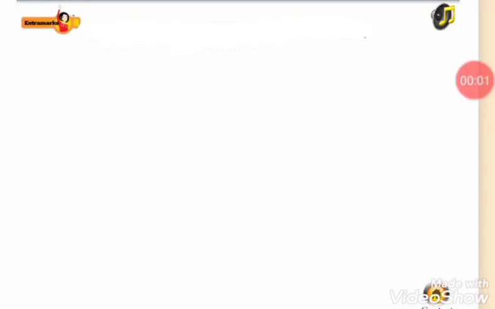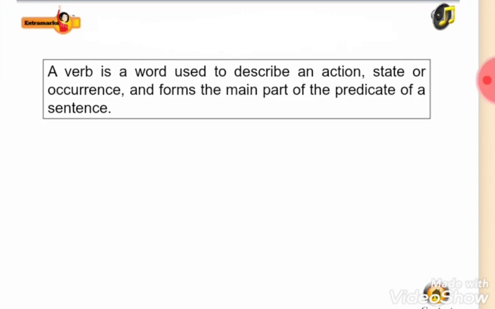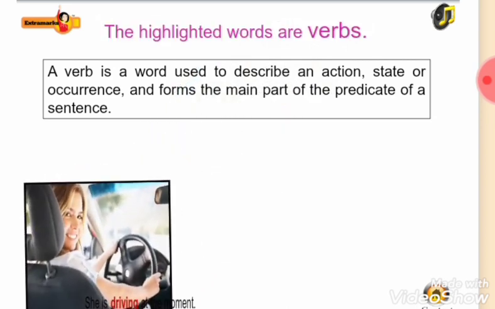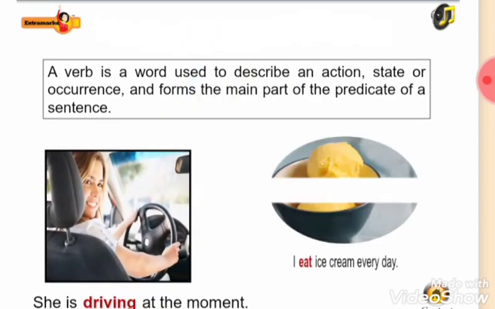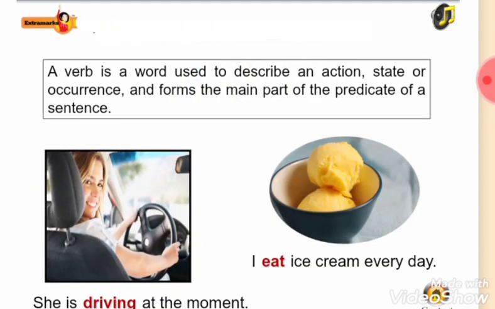Know what verbs are. Let's quickly recap. A verb is a word used to describe an action, state or occurrence, and forms the main part of the predicate of a sentence. Following are a few examples. She is driving at the moment. I eat ice cream every day.